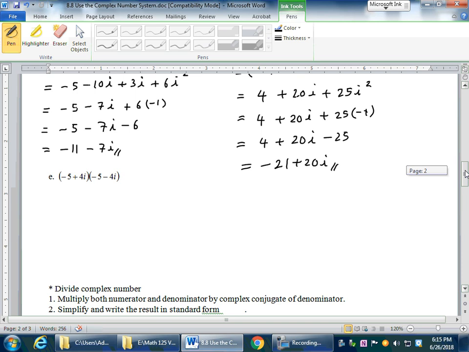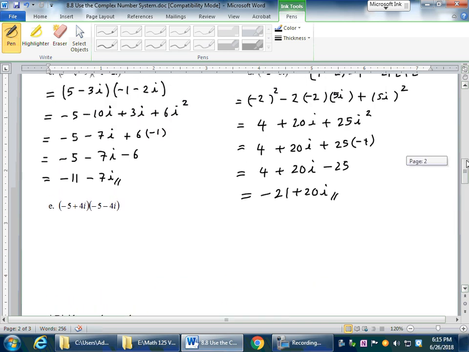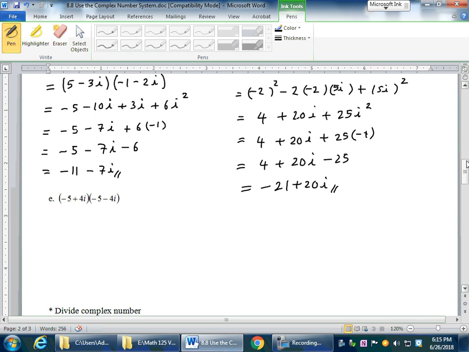Next example is multiplying the complex conjugate. You can see the negative 5 plus 4i, negative 5 minus 4i. So the operations are opposite. So this is sort of like the difference of two squares format.